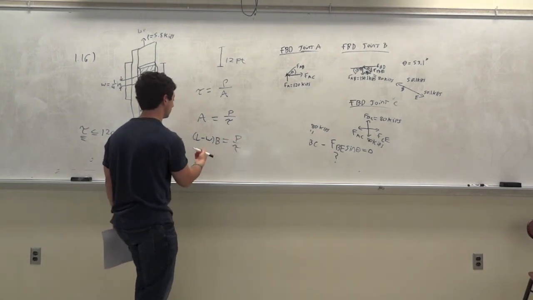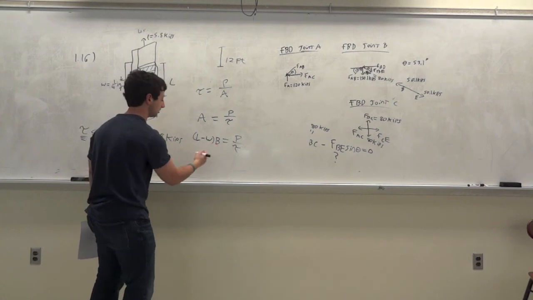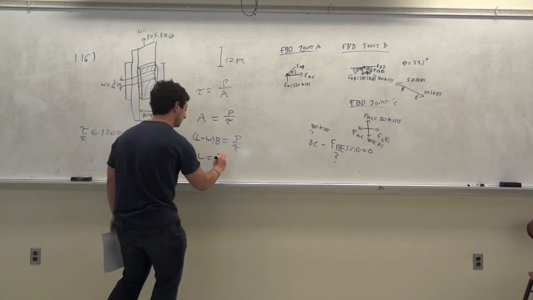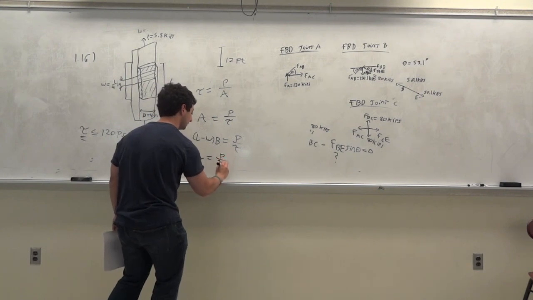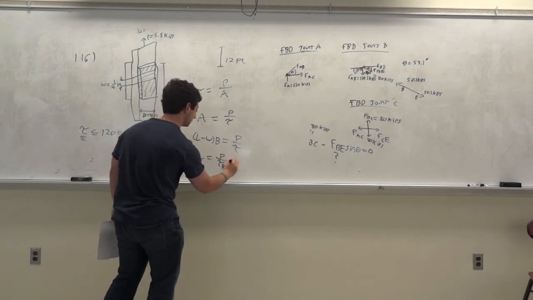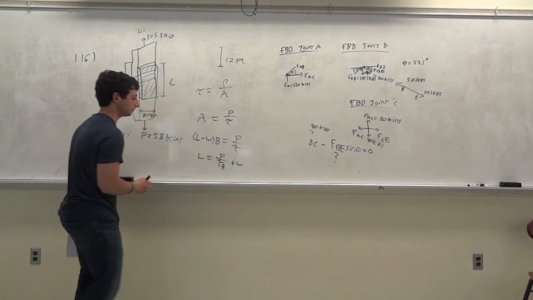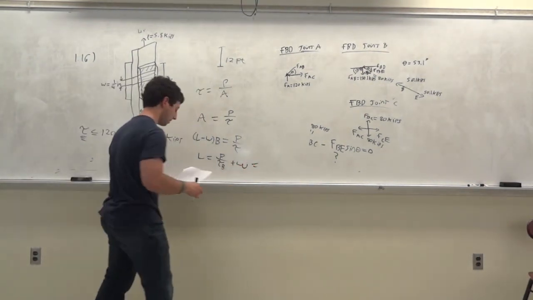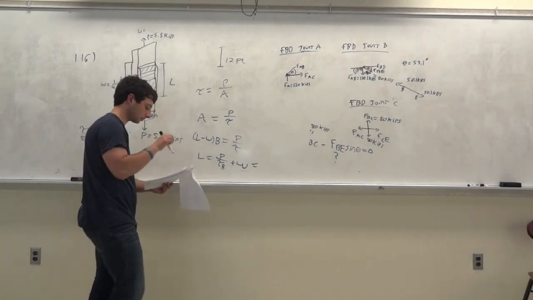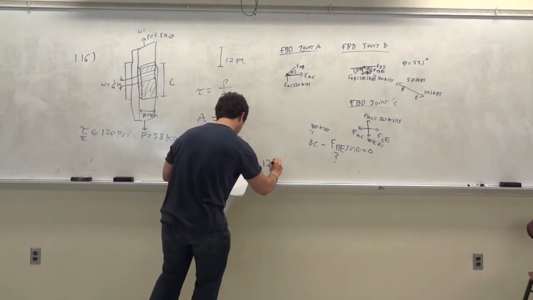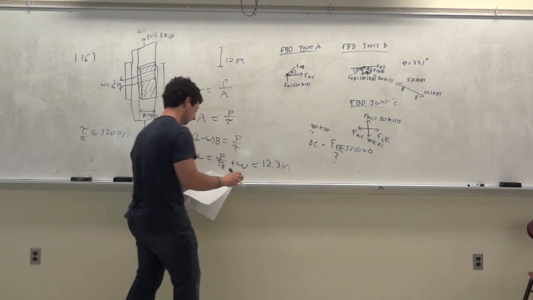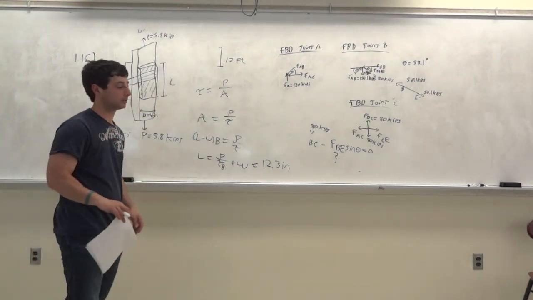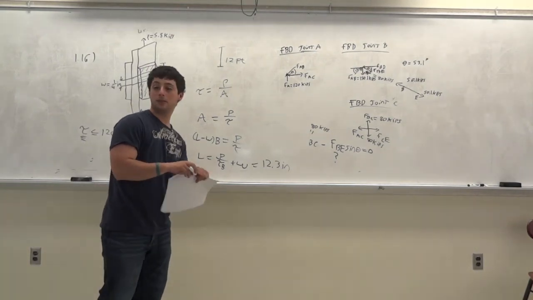This is known, this is known. L is the only thing that's unknown. You can solve for L, move this stuff over. So L is P over tau B, and then plus W. That's just algebra. You guys could all do that. So L is equal to 12.3 inches. I guess I'm out of time. I'll upload this. You can look at it on Blackboard.